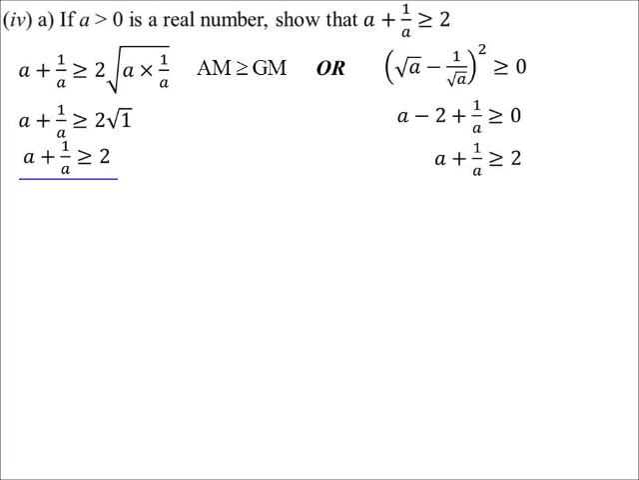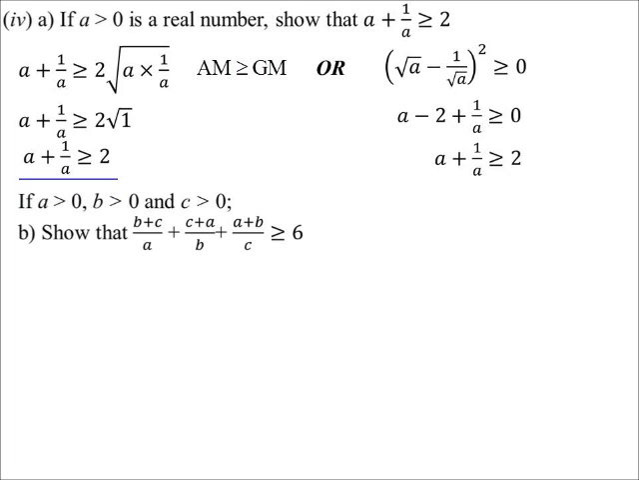Now we add a third term in, so C's in there now. We're going to show that B plus C on A, plus C plus A on B, plus A plus B on C is greater than or equal to 6. There's 2 ways I could have done this. I could have got 3 things, because I've got 3 things added together.